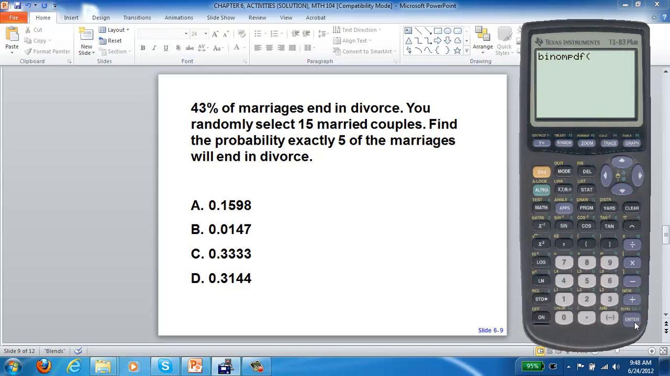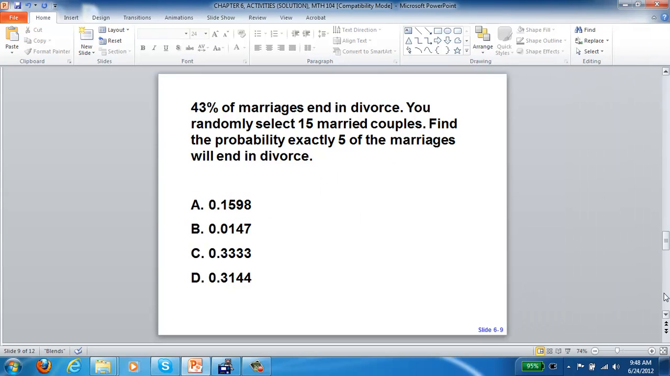Click enter, and then the correct order is n, comma is next to x square, p, 0.43, comma 5. Close the parenthesis, enter. So this is the probability, 1598. So the correct one, as you can see, is A.